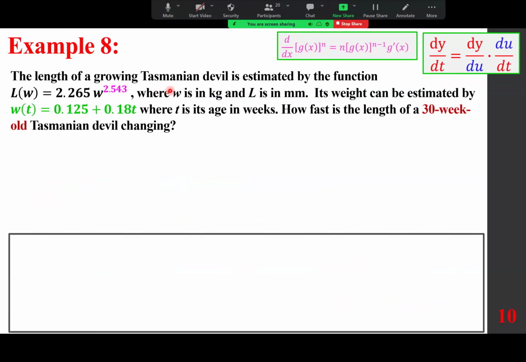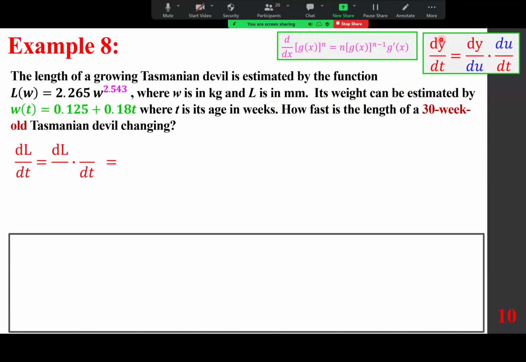The length of a growing Tasmanian devil is estimated by the function L of W is 2.265 W to the power of 2.543, where W is in kilograms and L is in millimeters. Its weight can be estimated by W of t is equal to 0.125 plus 0.18t, where t is its age in weeks. How fast is the length of a 30-week-old Tasmanian devil changing? First and foremost, we want the dL/dt.